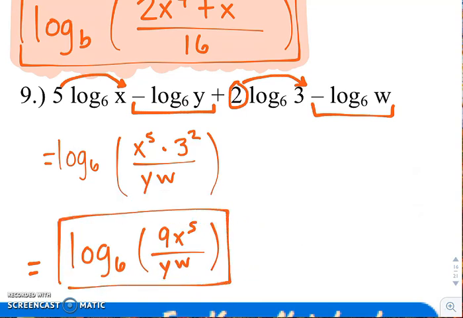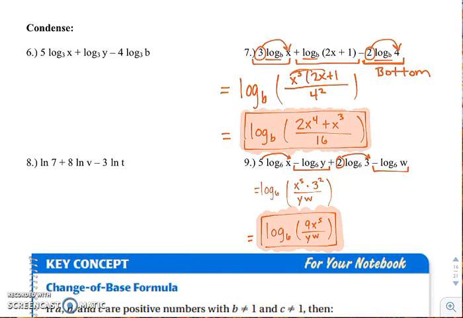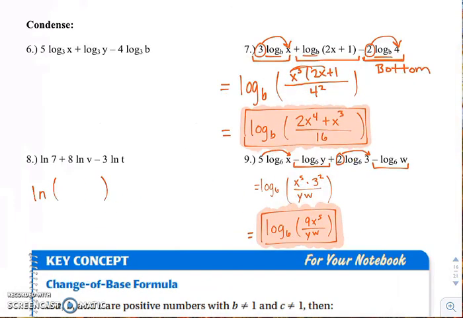When you condense, you end up with 1 log. And when you expand, everything has its own individual log. So that's a good way of checking to see if you're doing the right thing or not. Go ahead and try 6 and 8. And be careful with 8. It's still a log. It's just a natural log. So you'll have ln out in front instead of a log base something out in front.